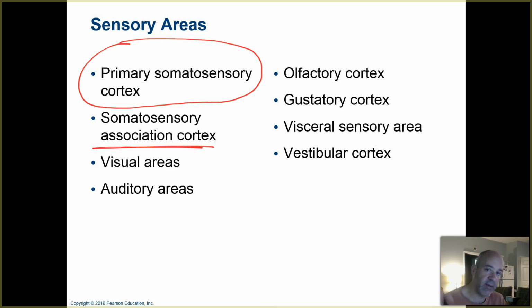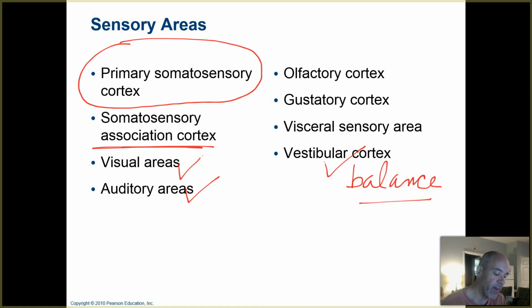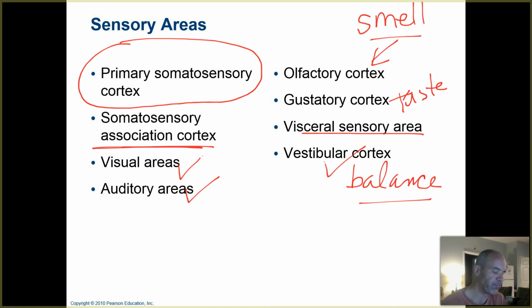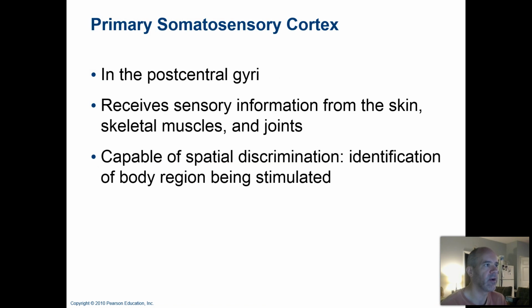Then there are specific sensory areas that are devoted to vision and sounds. Your vestibular cortex is devoted to your sense of balance, your position, and so forth. A visceral sensory area, senses coming from the viscera, internal organs. Gustatory is taste, and olfactory refers to smell, your sense of smell. So there are different areas of the brain that are devoted to those different functions.